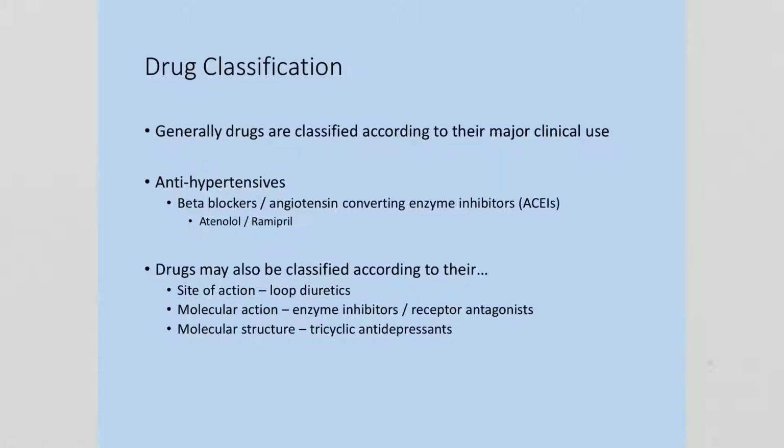A loop diuretic, remember your physiology. What does that relate to? What is a loop diuretic? Why might your patients be receiving them? Drugs are also classified by how they act molecularly, so things about enzymes and receptors, and how they work in terms of their structure. Tricyclic antidepressants are a particular type of antidepressant, quite old-fashioned now, but can have great use.